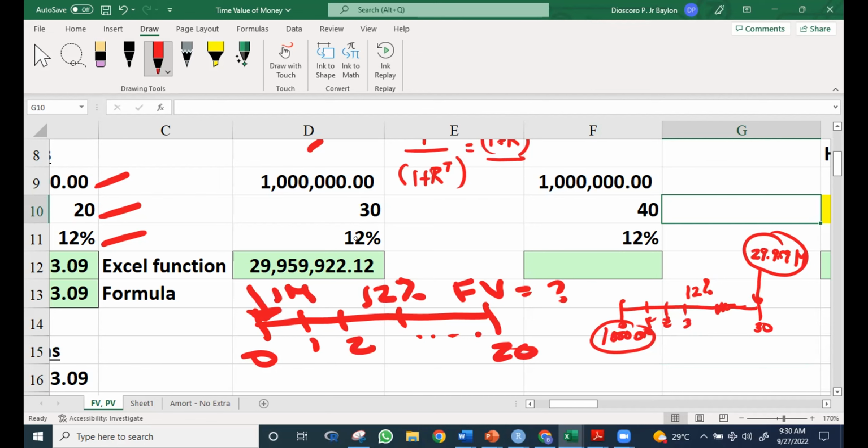Whether we choose 1 million today or 29.959 million after 30 years, it's fine. No? It's fine. Assuming that all things will be the same, 12% all throughout, and no very extraordinary events happening between now and year 30.